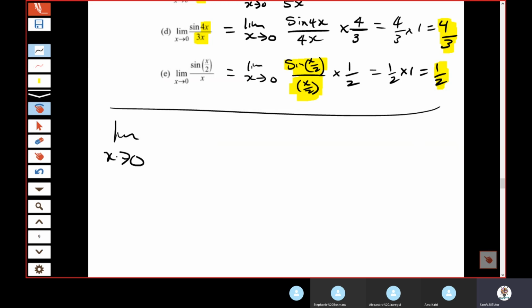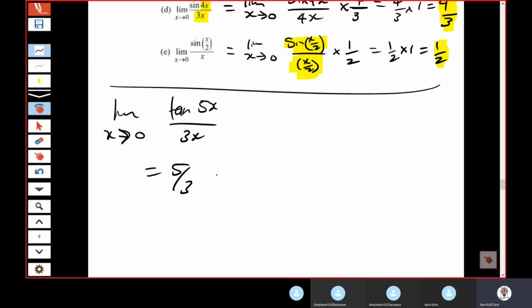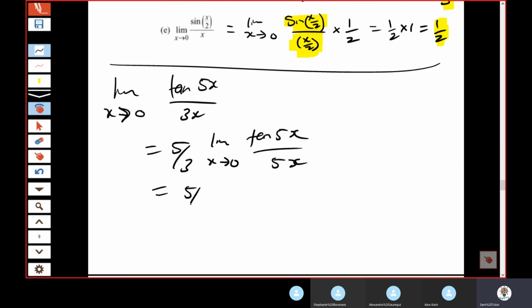Limit x approaches 0 for tan 5x on 3x. Well, you kind of know the answer. What's the answer, Alex? 5 on 3. Right, so the answer looks like this. 5 on 3, limit x approaches 0, then you just try to show them that you've done some work, but in reality, you already know the answer, which is 5 on 3. And no one needs to know that you've just done 5x on 3x. But that's the trick to it. That's what obviously everybody would do.